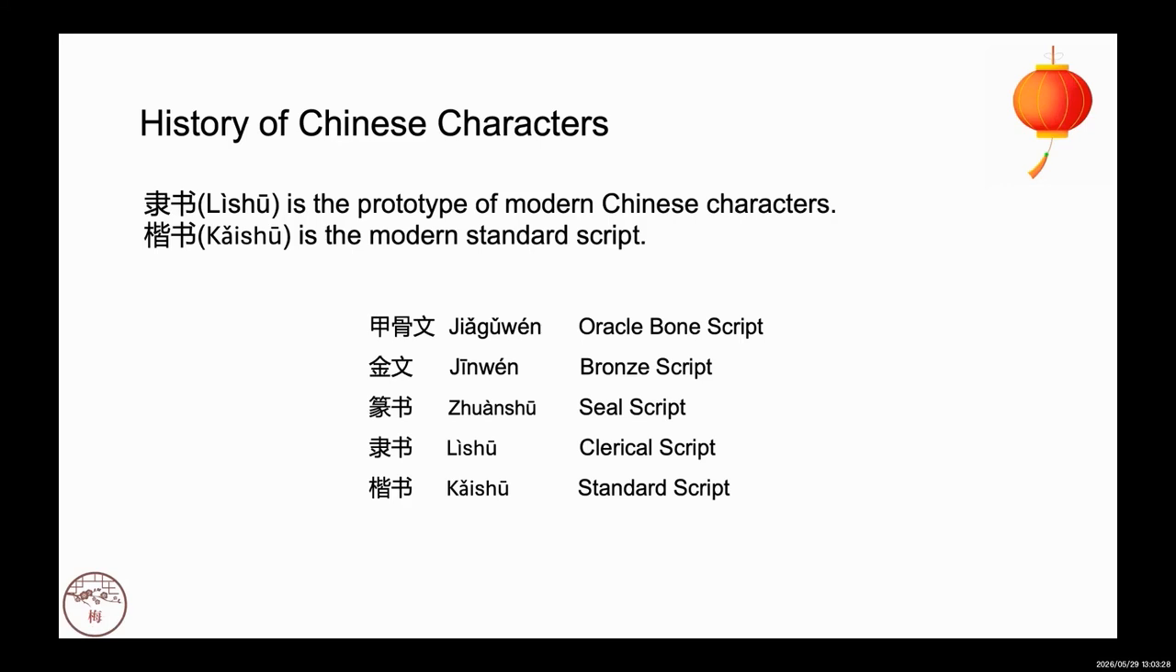But the most modern standard script is 楷书. I would say 隶书 and 楷书 are more than 80% similar in the writing. That's why we say 隶书 is the prototype of modern Chinese characters. For 楷书, it's widely used in textbooks, on the road board, the traffic board. Most of the written form of modern books is written in 楷书.